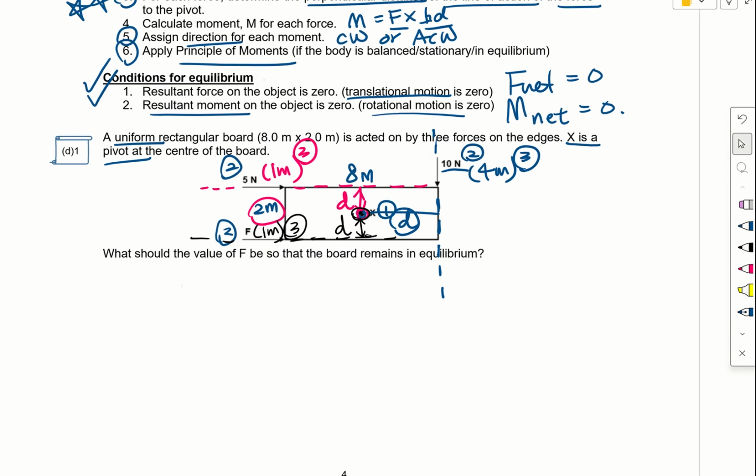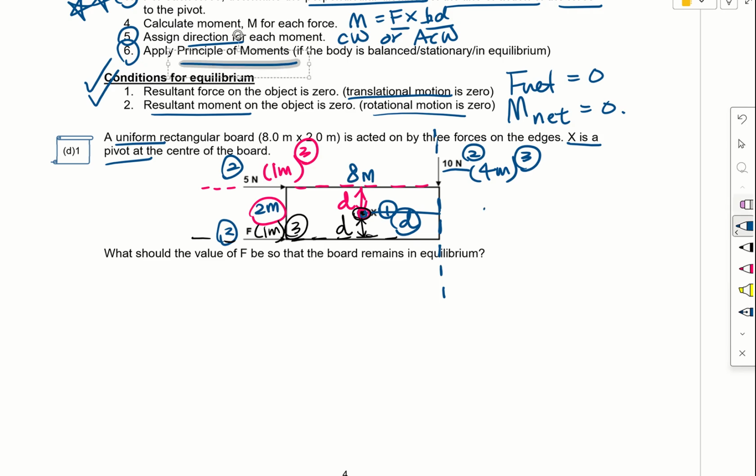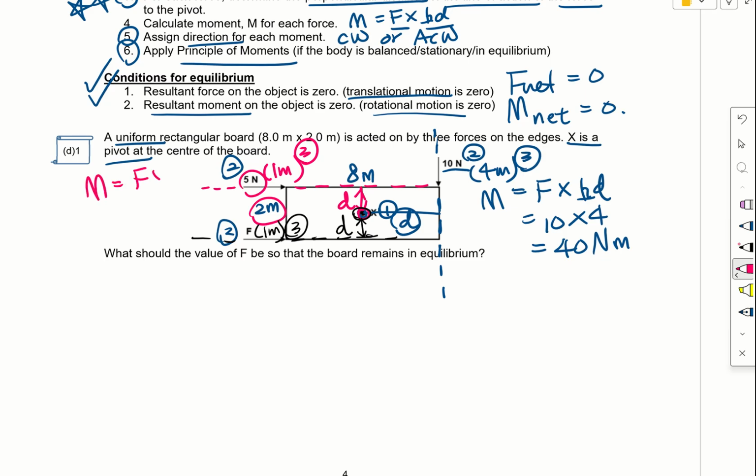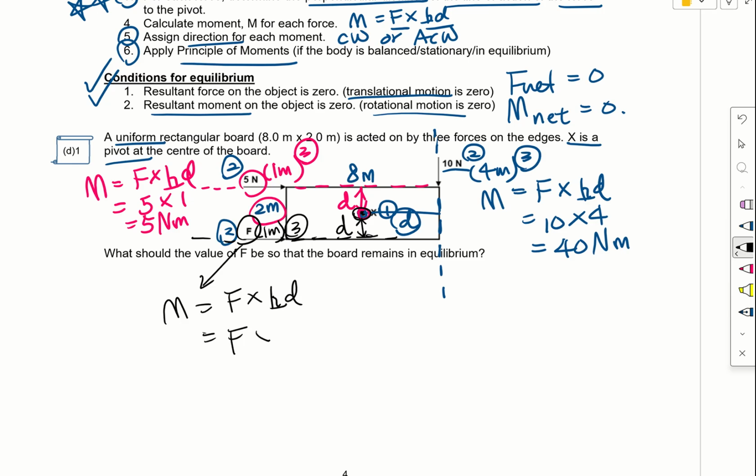Okay, so once we are done, then we can do step 4: moment equals force times perpendicular distance. Let's do it for the 10 Newton. So it's 10 multiplied by 4, so we get 40 Newton meter. And for the 5 Newton, moment equals force times perpendicular distance again. So 5 times 1, so we have 5 Newton meter. And for the force F, the moment will be force times perpendicular distance. So I'll leave it as F multiplied by 1, so it is F Newton meter.